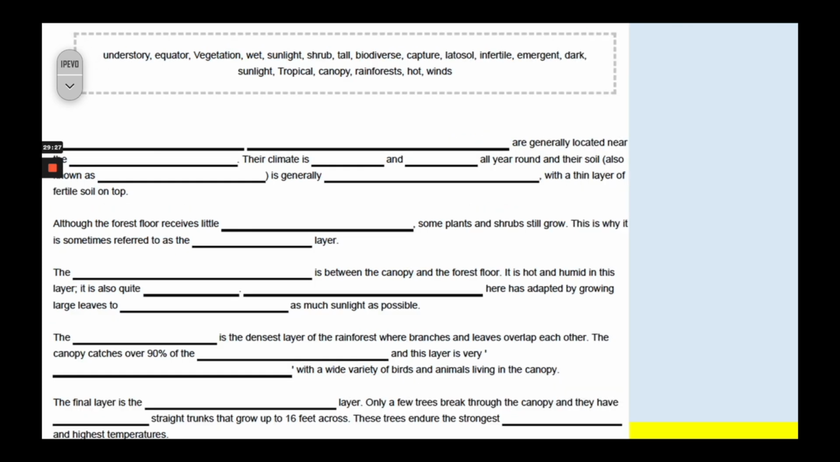So the paragraph should read, tropical rainforests are generally located near the equator. Their climate is hot and wet all year round, and their soil, also known as latosol, is generally infertile with a thin layer of fertile soil on top. Although the forest floor receives little sunlight, some plants and shrubs still grow. This is why it's sometimes referred to as the shrub layer.